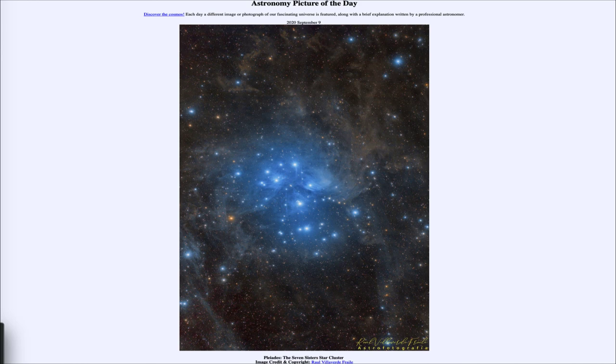So that was our picture of the day for September the 9th of 2020. It was titled Pleiades, the Seven Sisters Star Cluster.